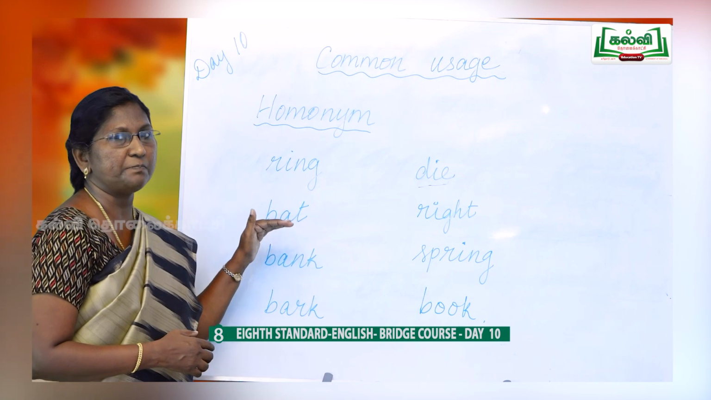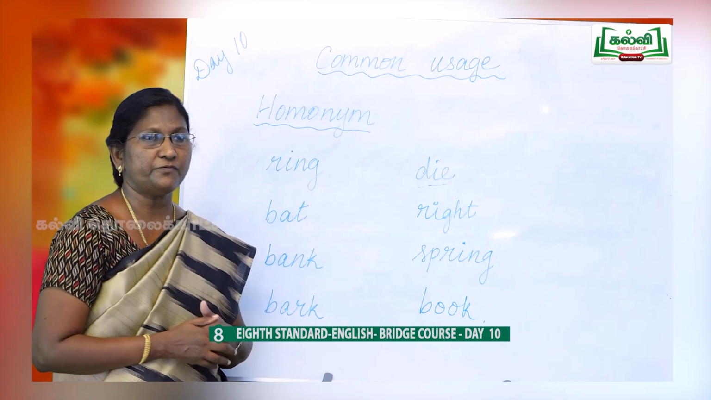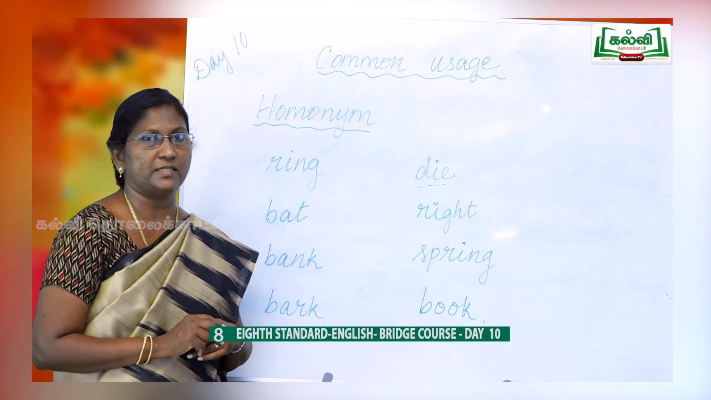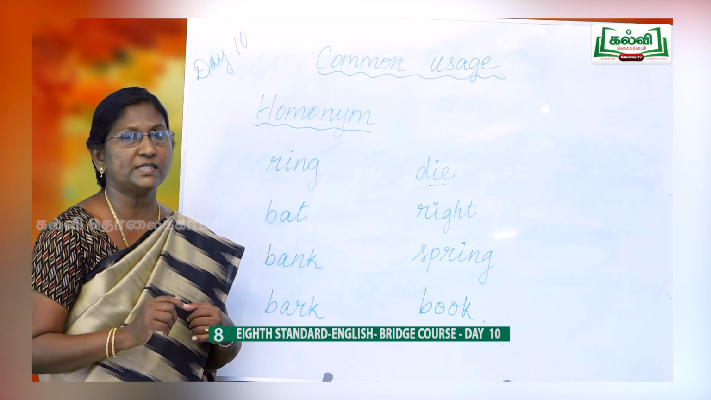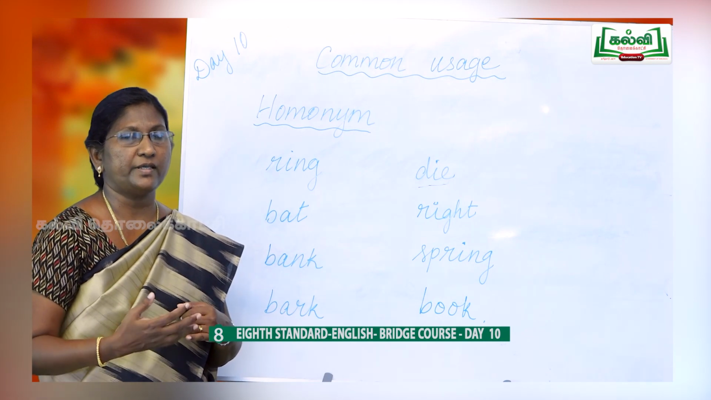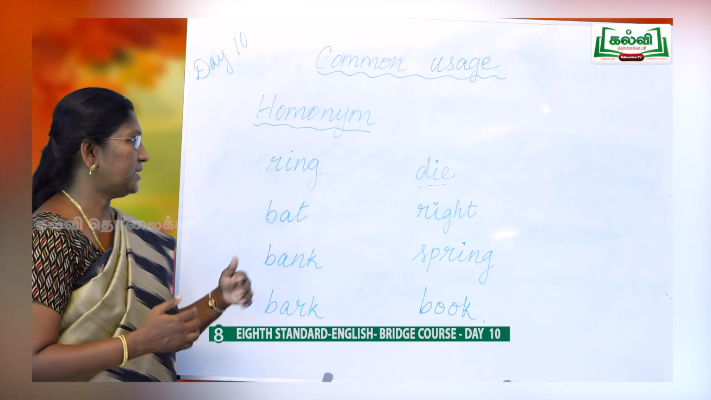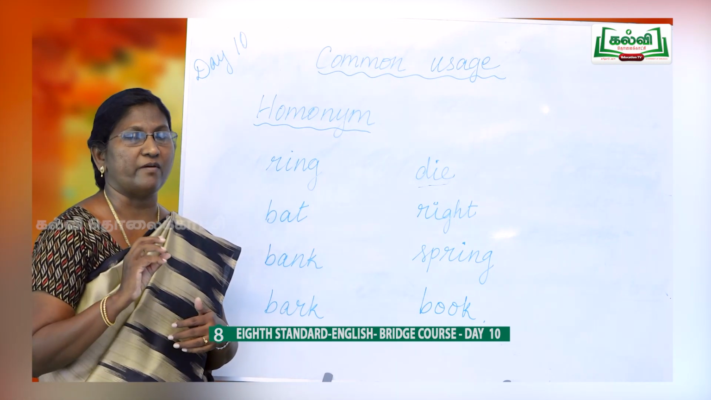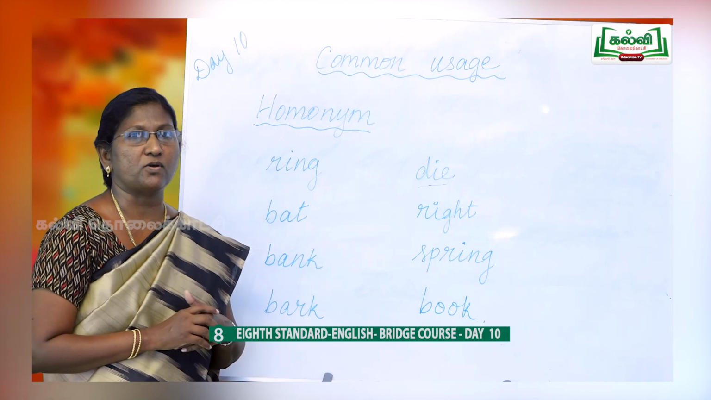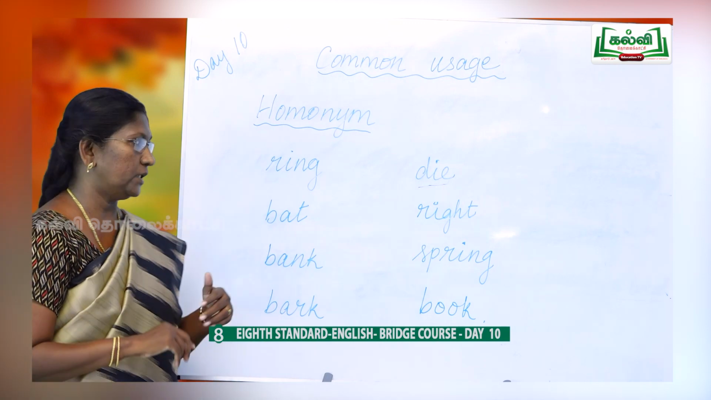So next word is bat. Very easy word, very familiar word. Just try to find out two meanings for bat. One is cricket bat. Yes, you use a bat for playing cricket or hockey. For many games we use bats. So that is bat. And another bat is a mammal, you know, vavval. That is also called as bat. So two meanings for one word.